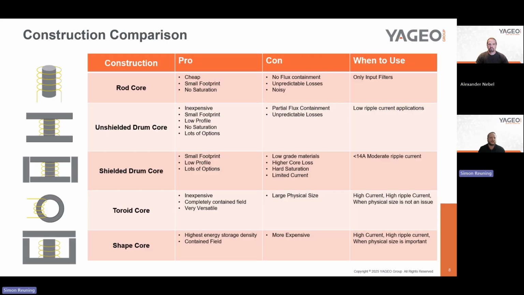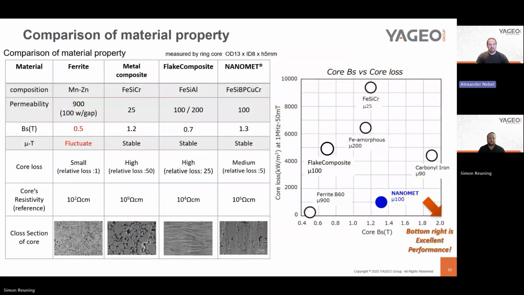Well, knowing about the core shape, I know there's a lot more to it. What about the material? Can you tell us about the materials and how I select the right material for my application? Yeah, the material of the core is very important. There are different types of material. We can use ferrite material like manganese zinc. We can use metal composite material, flake composite, and also the new nanomet material. Depending on which material you use, you have higher or lower core losses, and for sure, you want to have low core losses. Also you can have higher or lower saturation magnetic flux density, and we want to have a high magnetic flux density.